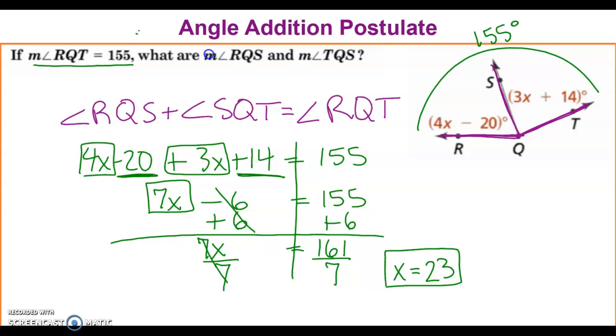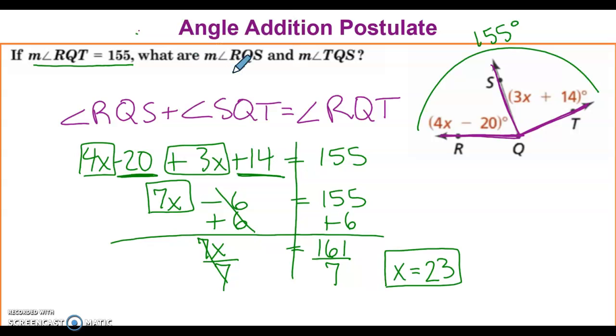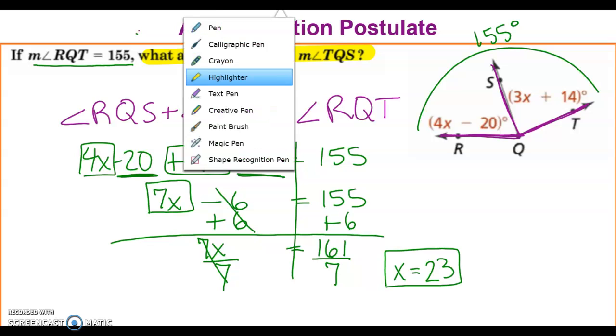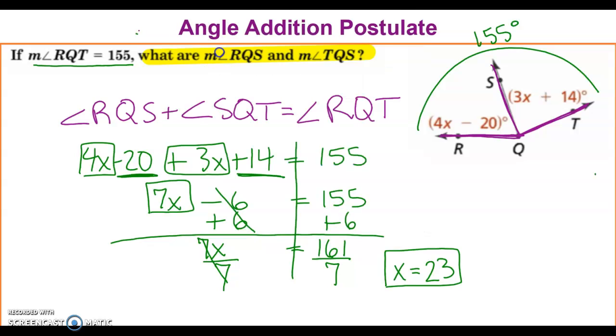Yay! But are we done? Let's see what the question is actually asking us. The question says, what are the measures of the two angles? We have not found any angle measures yet. All we've done is find out what the value of x is. So let's go back and find that measure.